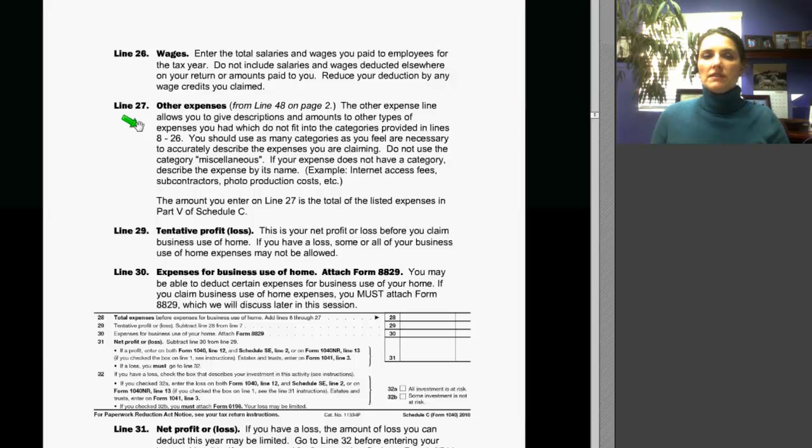Line 27, other expenses, from line 48 on page 2. The other expense line allows you to give descriptions and amounts to other types of expenses that you had which do not fit into the categories provided on lines 8 through 26. You should use as many categories as you feel are necessary to accurately describe the expenses you are claiming. Do not use the category miscellaneous. If your expense does not have a category, describe the expense by its name. For example, internet access fees, subcontractors, photo production costs, etc.